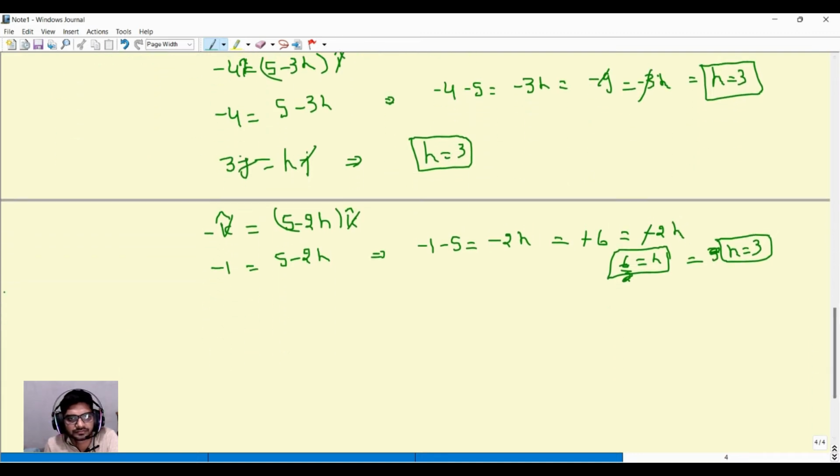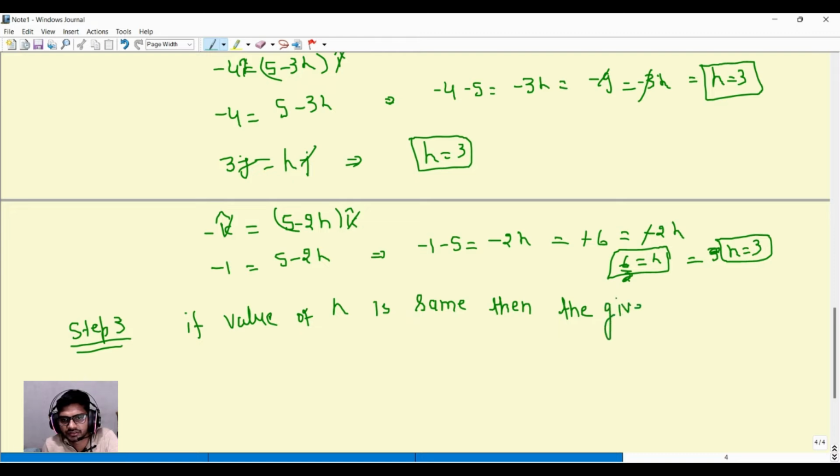Then step third: if the value of lambda is the same in all three, then the given points are collinear.